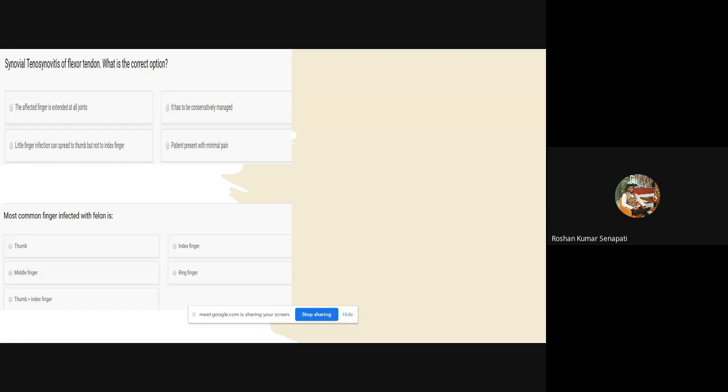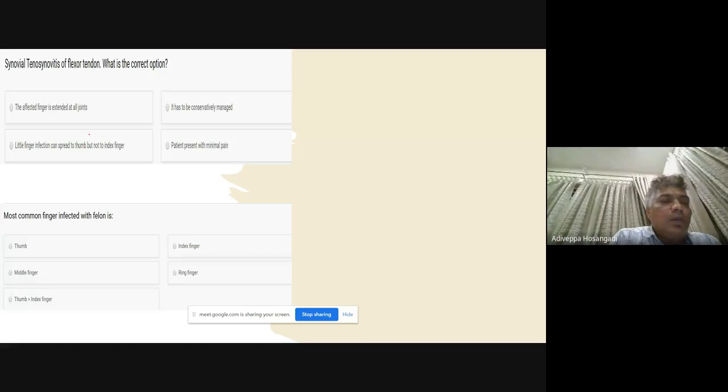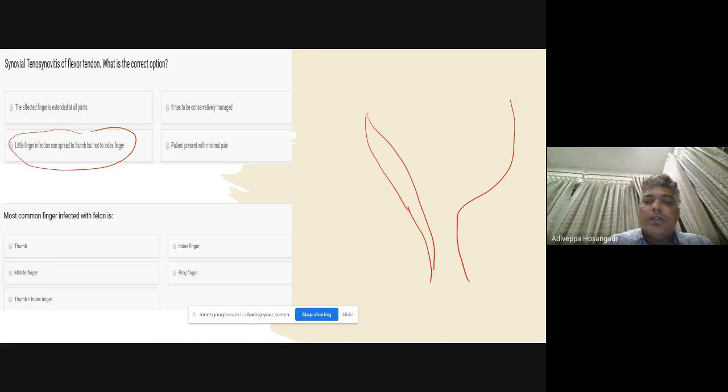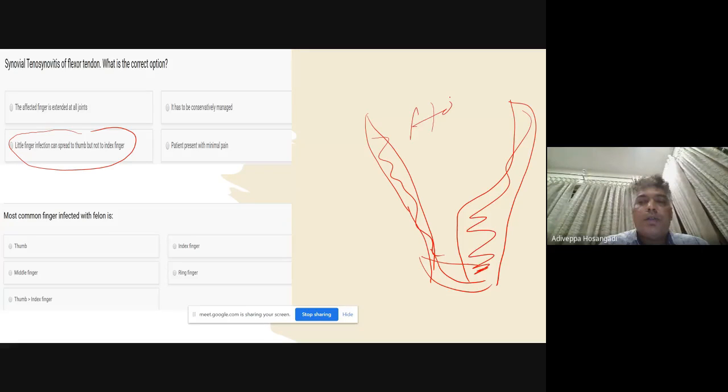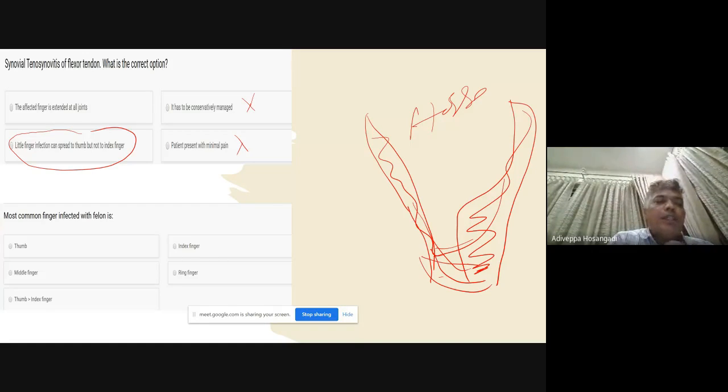The little finger infection can spread into thumb, sir. Yes, that is because your ulnar bursa in the little finger and radial bursa in the thumb communicate. Here you will develop something called a horseshoe abscess, because it looks like a horseshoe. You cannot treat conservatively because it is pus. You have to drain it. Patient presents with minimal pain, wrong. And the affected finger is in flexion, not in extension.